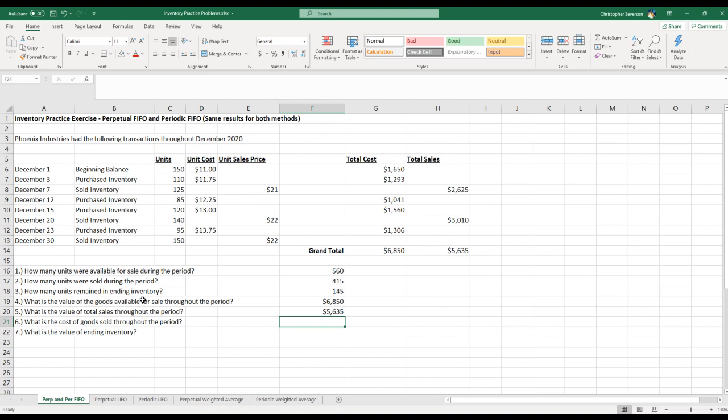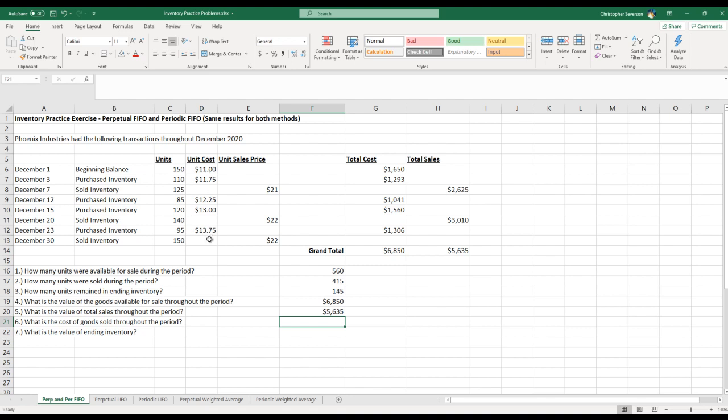What I want to stress here is that questions 1 through 5 are going to be the exact same regardless of which method you use. So when we deal with the other problems, we can essentially copy and paste everything we've done up to this point for the other problems. Number 6 and 7 is where we're going to have a difference. That's because for FIFO versus LIFO versus weighted average, we need to know the cost of goods sold throughout the period, and it's going to depend on which unit cost we're taking.